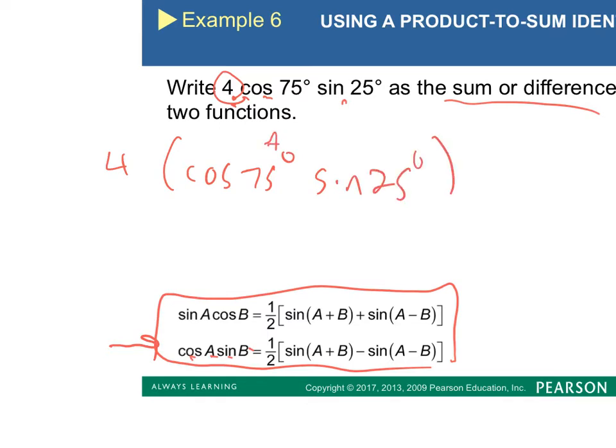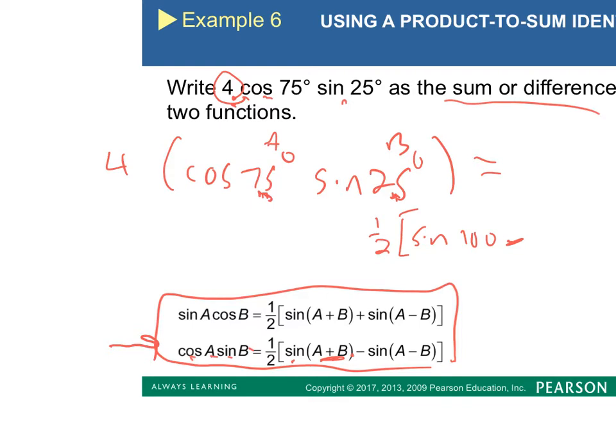Here's A, here's B. So we know it equals 1/2 of sine of their sums. 75 plus 25 is 100, minus their differences. 75 minus 25 is 50. Whoops, I'm sorry, sine of 50.